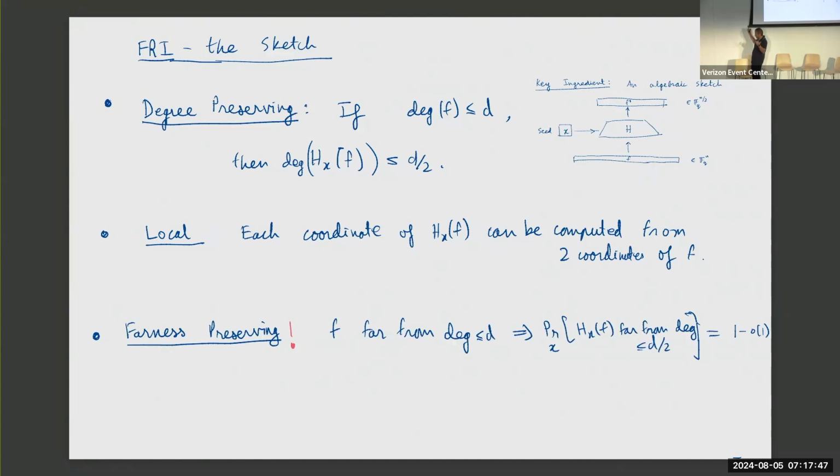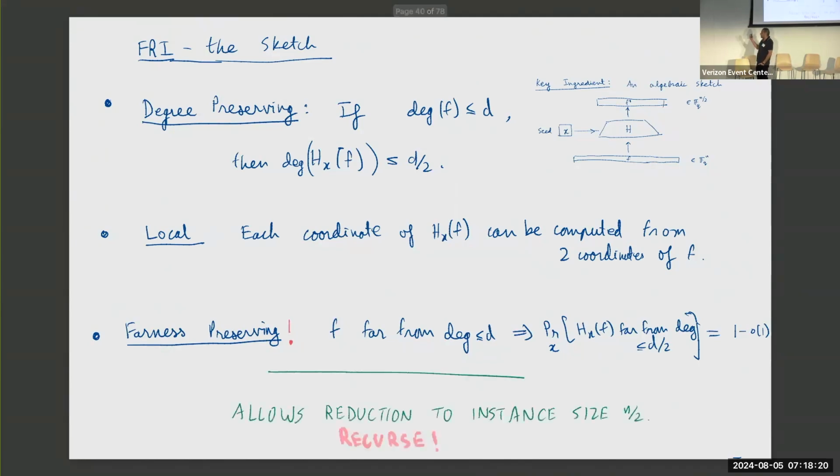So we have changed the problem instance from size n to size n over 2, where the degree parameter has gone from d to d over 2. And in some way, we have preserved every aspect that we want. Things that are low degree stay low degree. Things that are far from low degree stay far from low degree. And this is almost a reduction to a problem of size n over 2 with just a constant number of queries. The constant number of queries is captured by the locality. You just have to make a few queries to check the consistency of this f prime with f. And this allows reduction of your problem of size n to a problem of size n over 2.